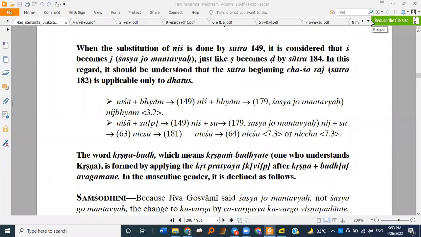Studying from Harinamamrta Vyakaranam, Shabda. So, Vishnu Jananta section, Vishnu Jananta Purushottam Linga Shabda. The word is Nisha, and then Nisha gets replaced by Nish.